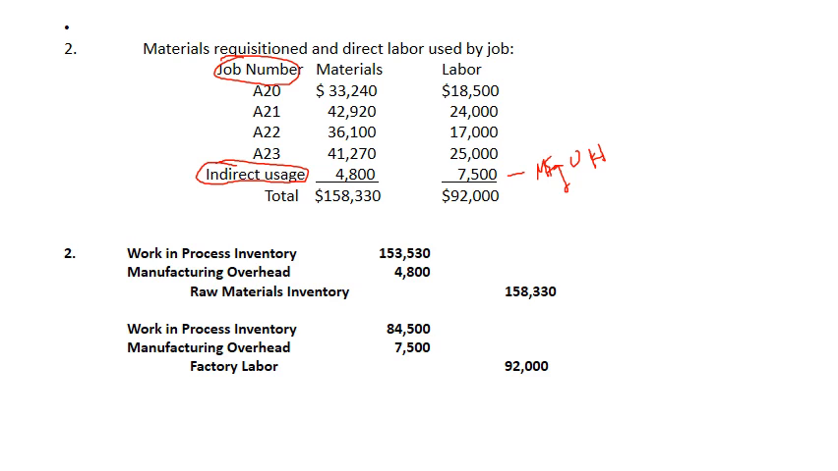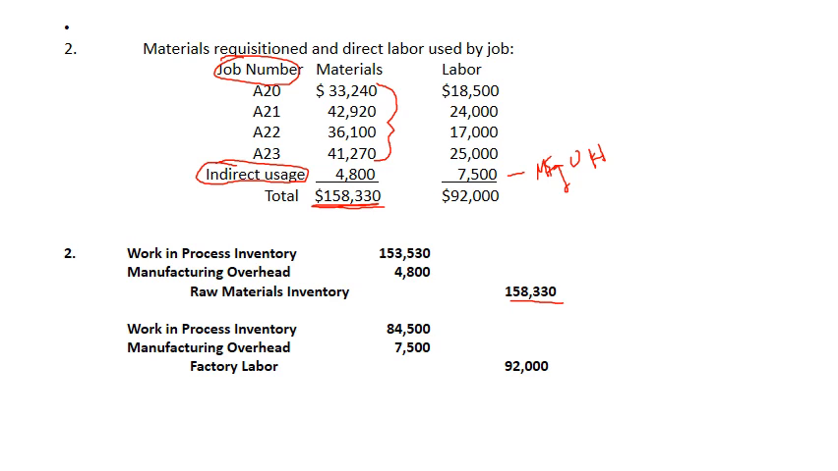So we can add up the amounts that go to specific jobs, and that will go to work in process inventory. So 153,530 is going to go to work in process inventory, and the 4,800 goes to manufacturing overhead. The total amount of raw materials requisition is going to come out of the raw materials inventory.